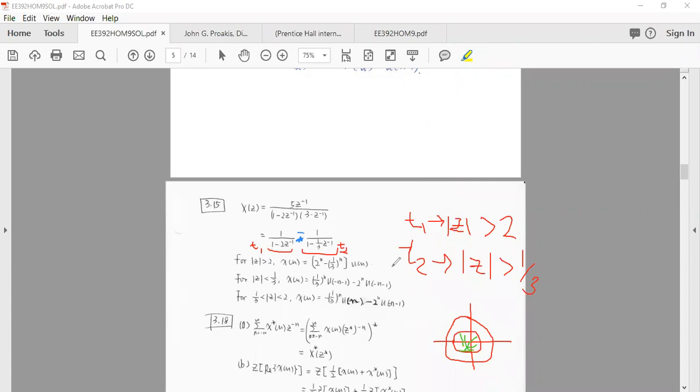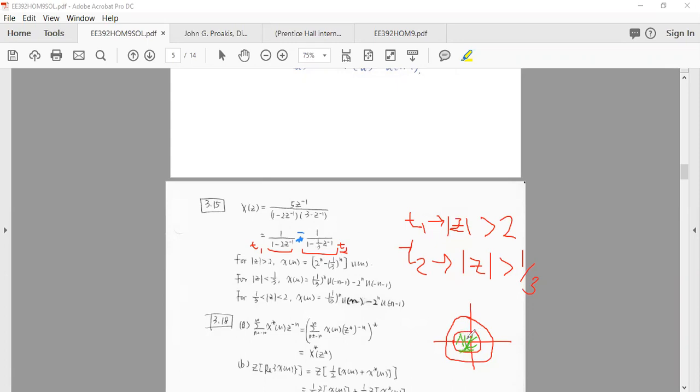Because in that particular case, the condition of term 2 outweighs the condition of term 1. For this term to be anti-causal, it has to be less than 2. For this particular signal to be anti-causal, it has to be less than 1/3. So overall, for the anti-causal signal of this Z transform, it has to be less than 1/3.